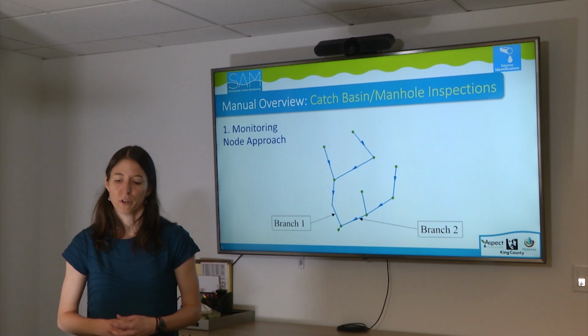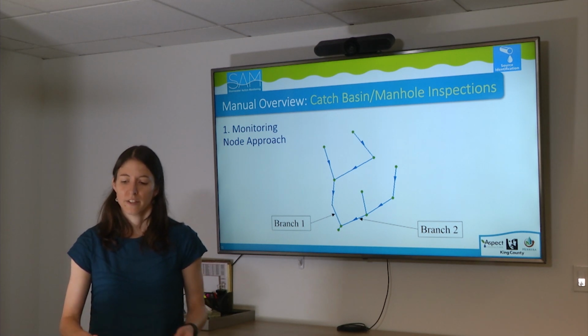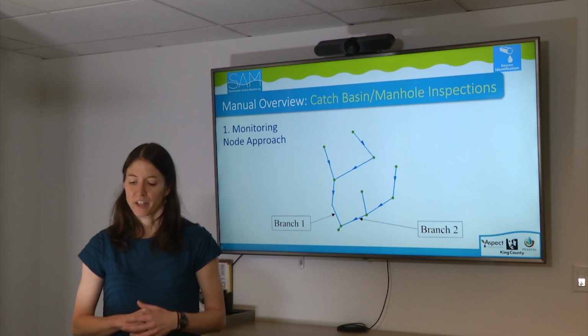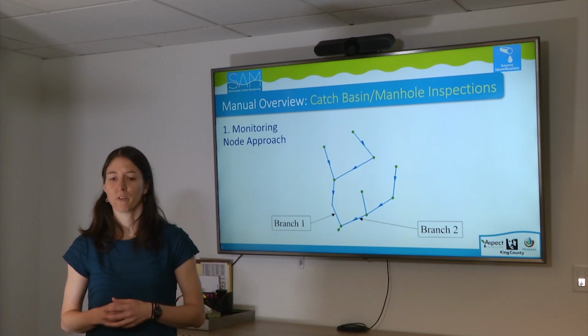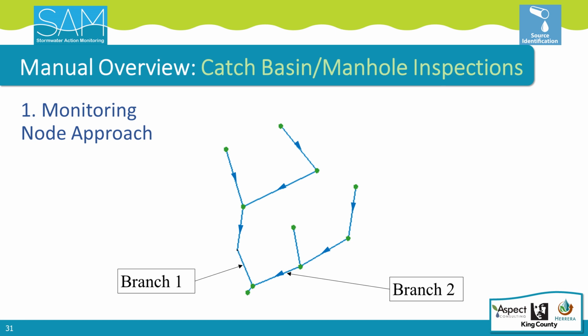So the monitoring node approach really breaks down the storm drain mainline into strategic monitoring nodes or intersections where several branches connect. So here you can see in this example, we've got 2 branches connecting. If you're noticing here at the bottom, you've got something that's of concern, say you're seeing a weird color or something like that you really want to investigate, you've got these 2 branches that it may be coming from, so you can work your way up the system.